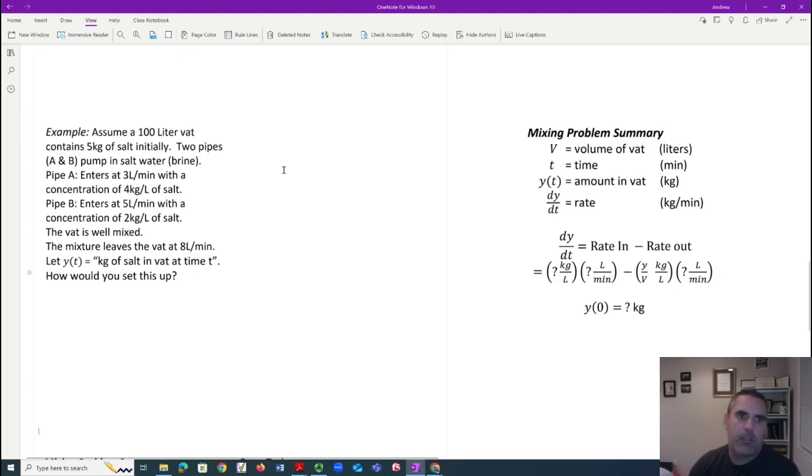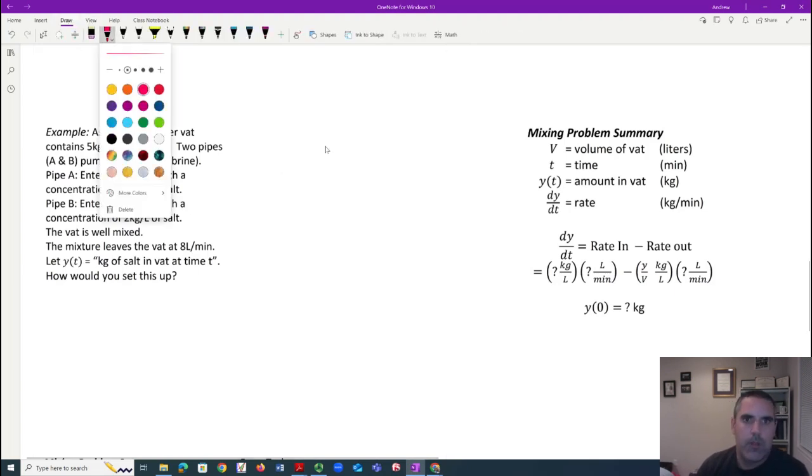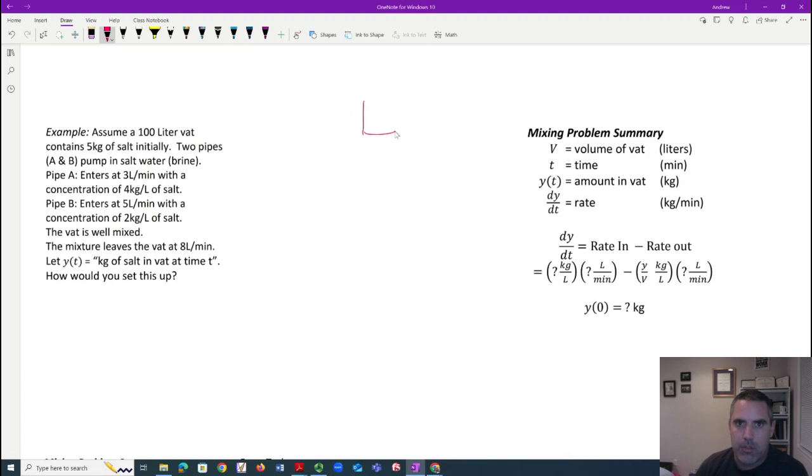Assume a 100-liter vat contains 5 kilograms of salt initially. So it doesn't hurt to draw. The picture is just more for you to have something to attach your thinking to. We go here, we go here. It's a 100-liter vat. It says that there's 2 pipes coming in. This really doesn't change things. You're still just trying to count how much salt is coming in. So let's just talk about in for a second.